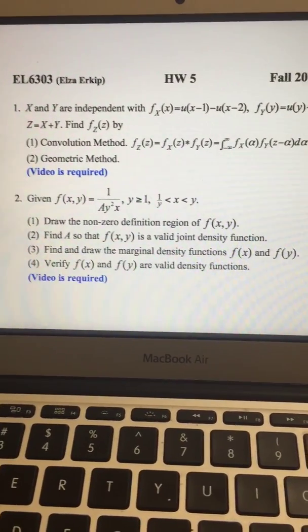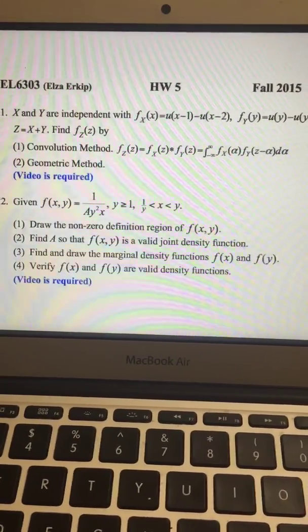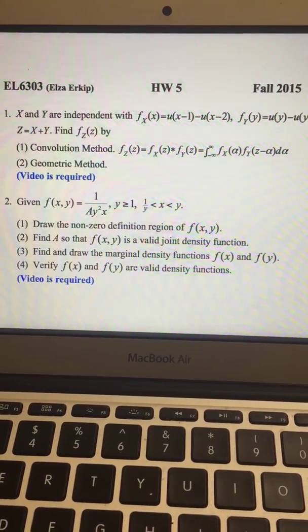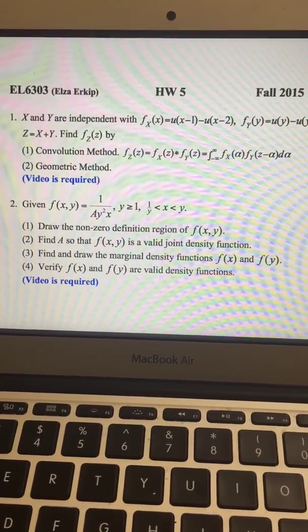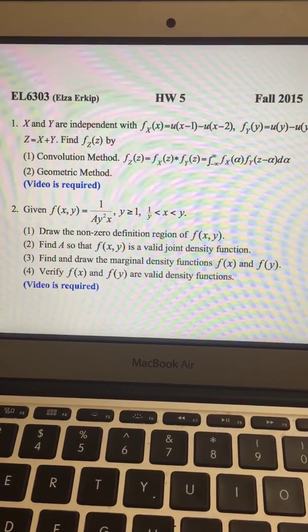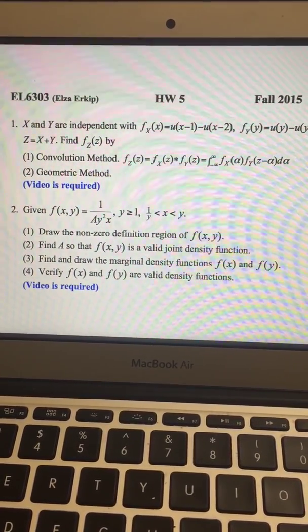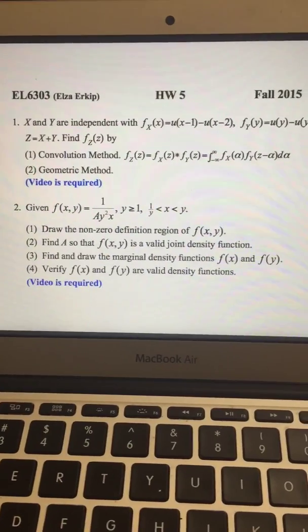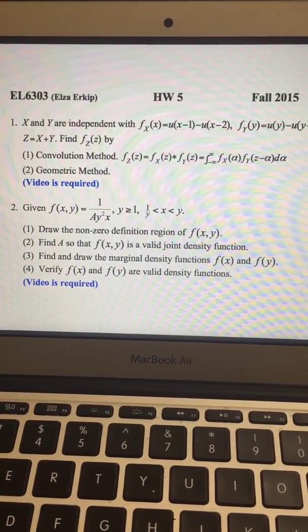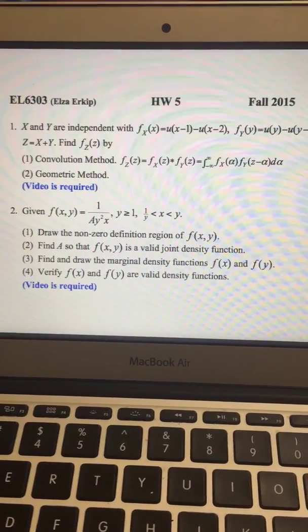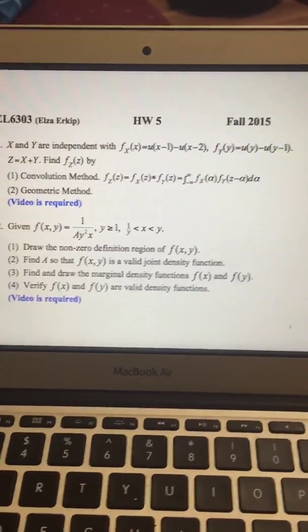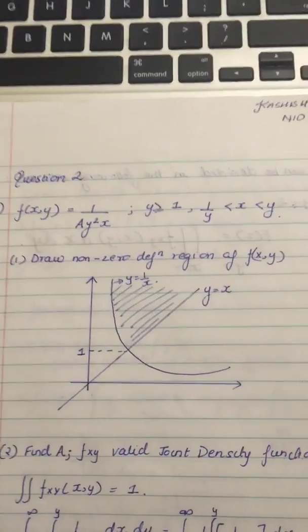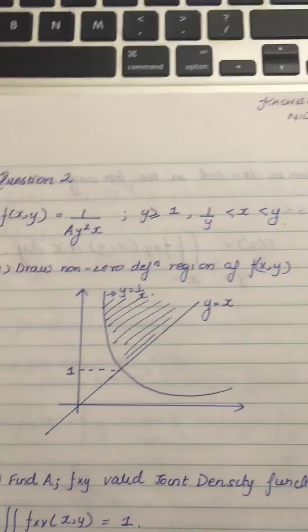So this is a question: f of x, y is equal to 1 upon a y squared x, where y is greater than or equal to 1 and x is less than y and greater than 1 by y. So the first question is, draw the non-zero definition of f of x, y. If we had to draw it, it will look something like this. Anyway, why does it look something like this?